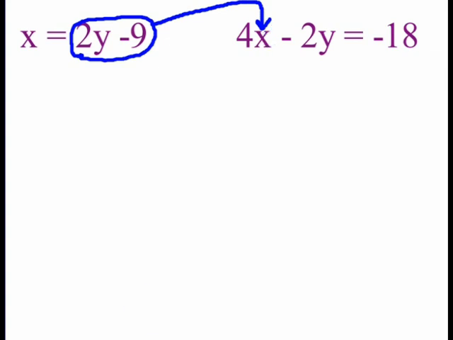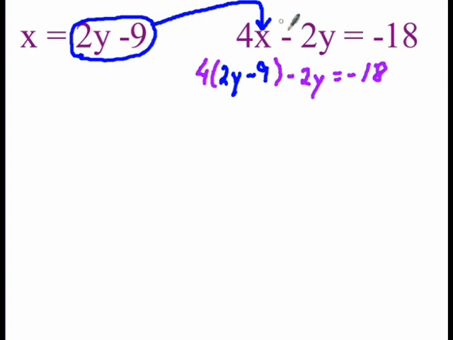So here we go. I'm going to just rewrite this entire equation exactly the way it looks, except when I see that x, I'm going to put a blank. All right, copied exactly the way it was, but instead of x, put a blank. Inside that blank, I'm going to put 2y minus 9 in parentheses from this 2y minus 9 right there. We have substituted 2y minus 9 instead of x. That is like the substitute teacher.